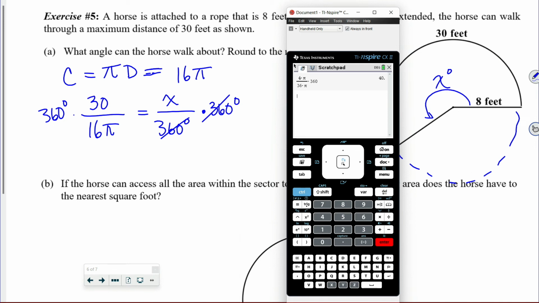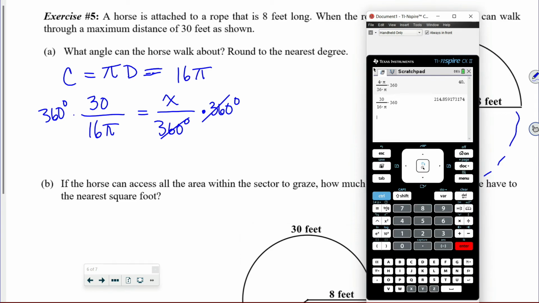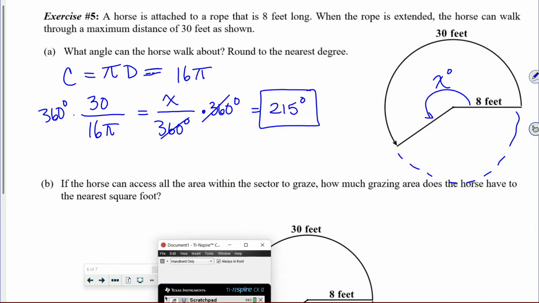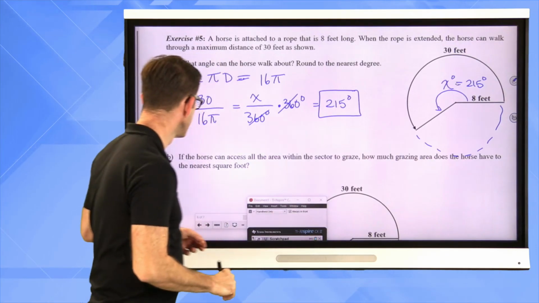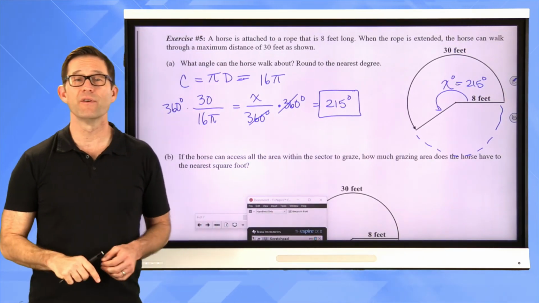Anyway, let's do it. I've got 30 divided by 16 pi times 360 degrees. And I'll find that my angle to the nearest degree is 215 degrees. It's a 215 degree angle. Let me write that up. Hopefully you got the 215 as well.